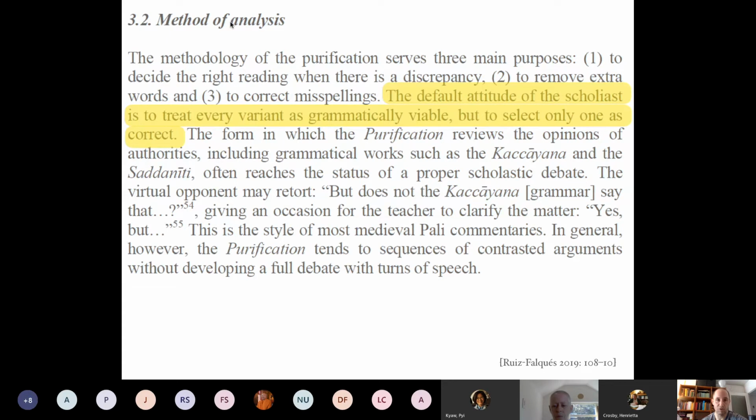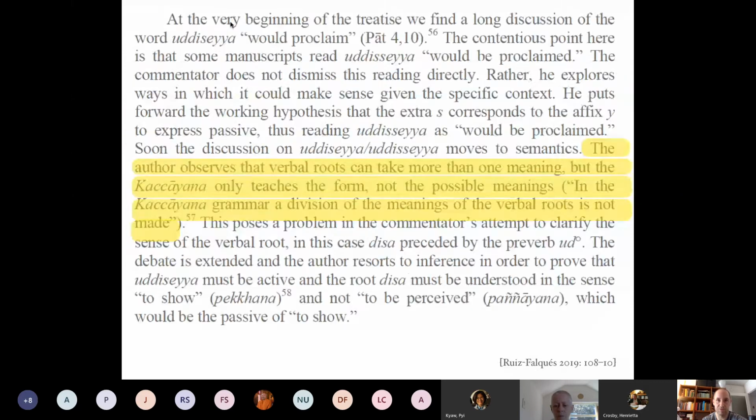But that does not mean, of course, that they will accept all of them, because in the end, we understand that the author actually was using the word in only one meaning. He was not using one word in 3 different meanings, or he was not using 3 different words in one word. So in the end, he will have to select only one as correct. But as you can see, before selecting the correct reading, he will put the different variants through a grammatical analysis.